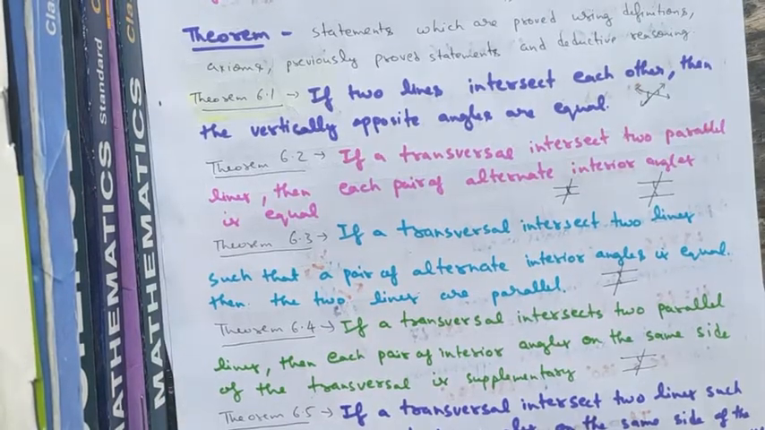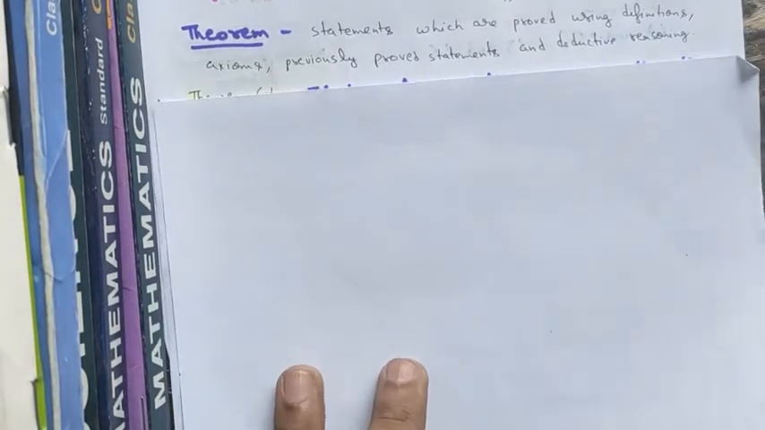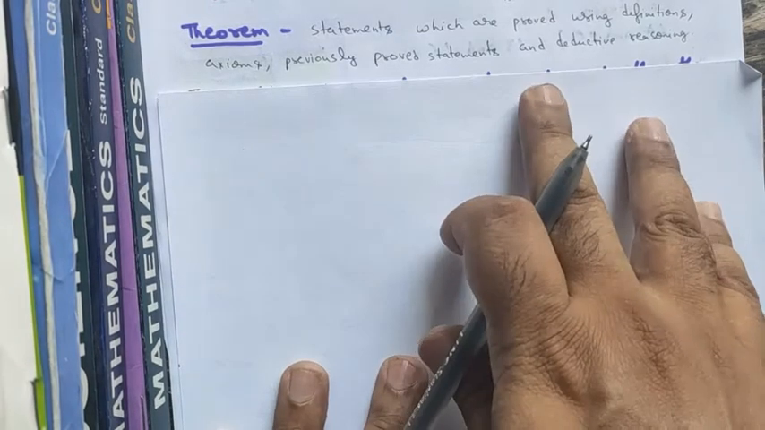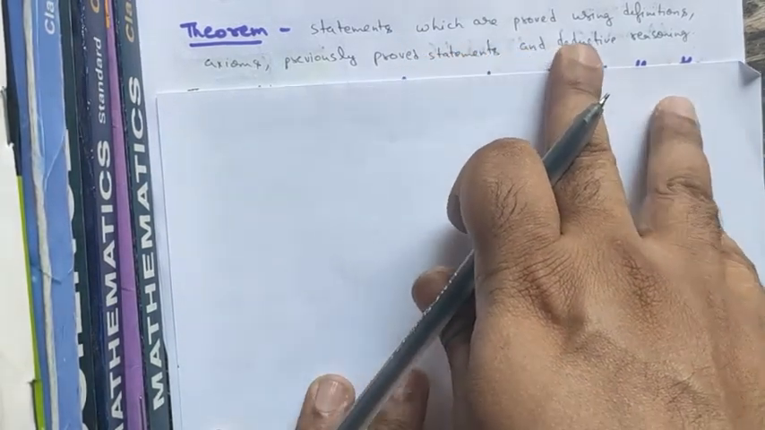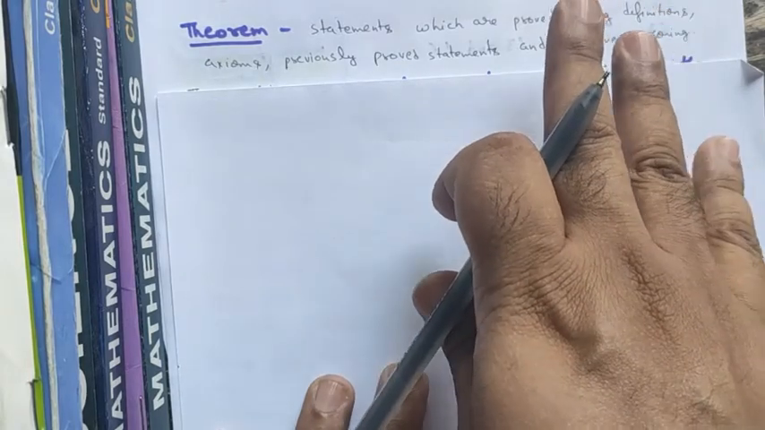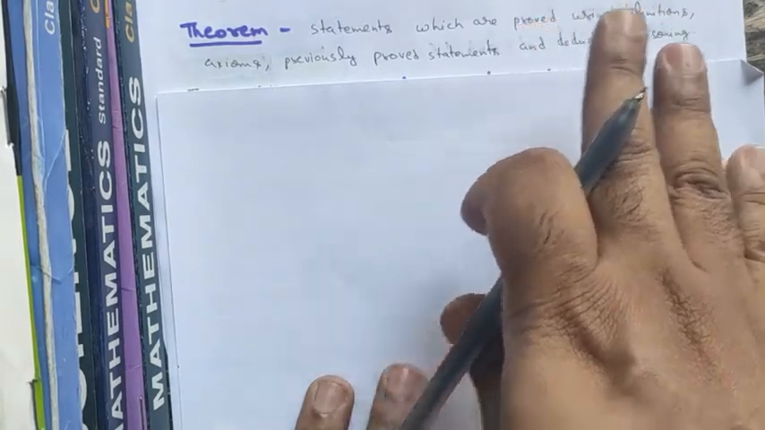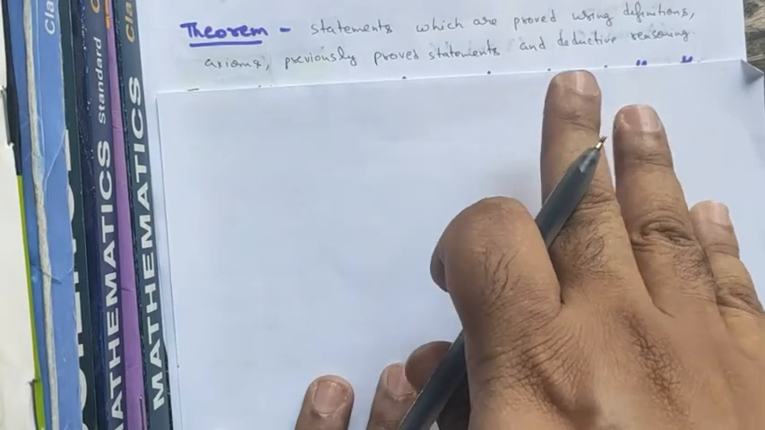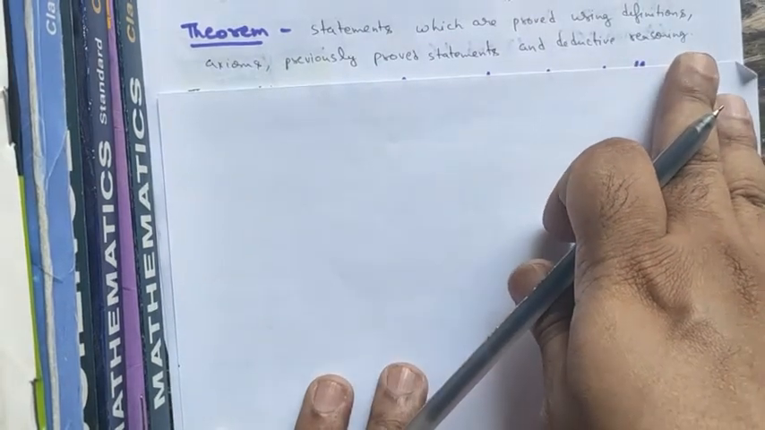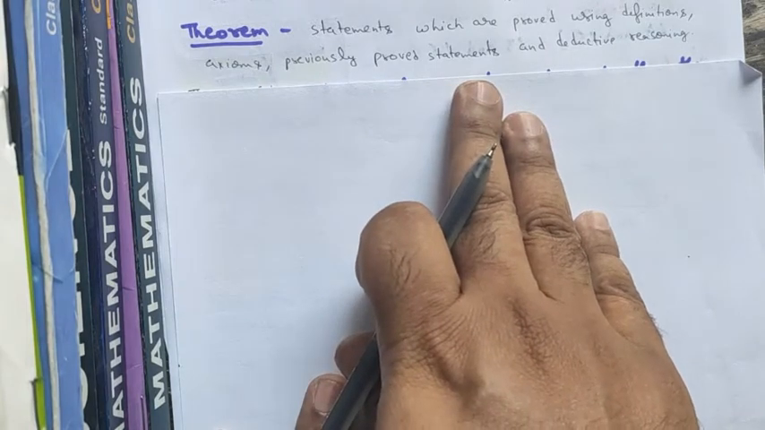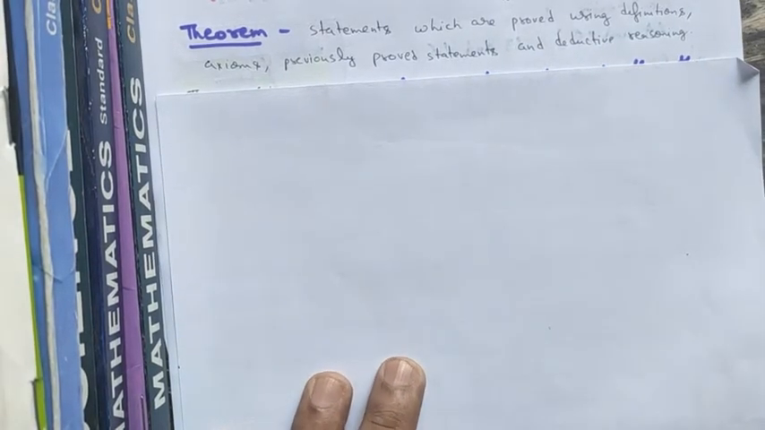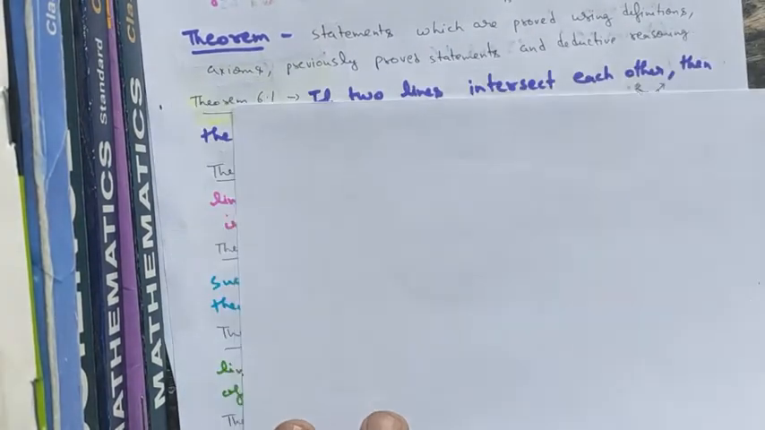Now we will see a few theorems. What are theorems? Theorems are basically statements which are proved. Axioms are the assumptions which are universal truths. They are not proved, but theorems are statements which are proved. They are proved using definitions or axioms or previously proved statements or by deductive reasoning. So first of all, theorem number 6.1.